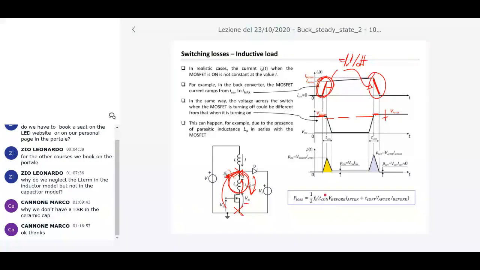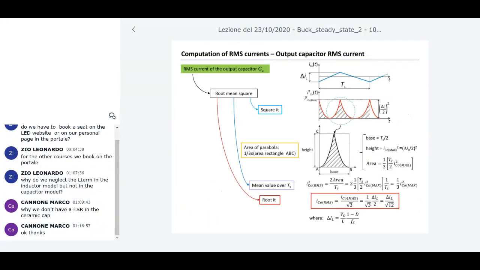Okay. This estimates the dynamic losses that, together with the conduction losses, can provide us a good number for estimating, for example, the efficiency of the converter. Okay, questions about this computation?